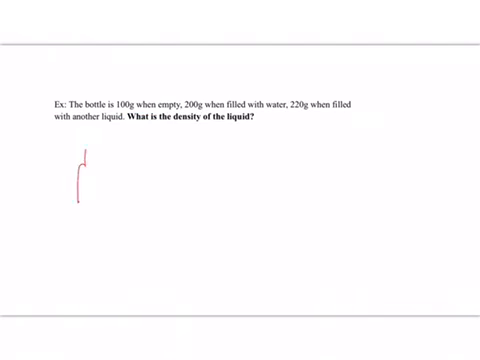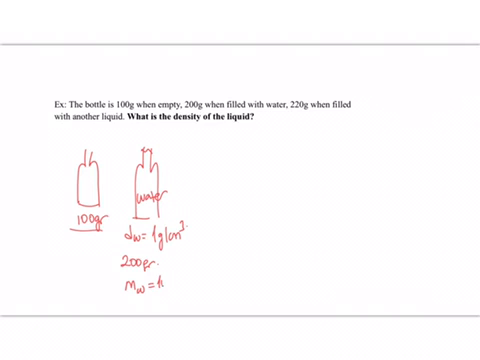We have a bottle. Its mass is 100 gram when empty. When it is filled with water, the density of water being 1 gram per centimeter cube, it weighs 200 gram. So I know that 100 gram is the bottle, so the mass of water is 100 gram. The density is 1. So the volume of water, which is equal to the volume of the bottle, is 100 centimeter cube.